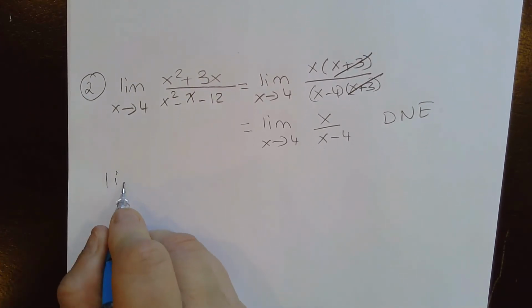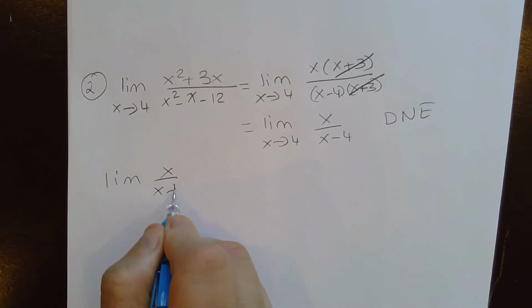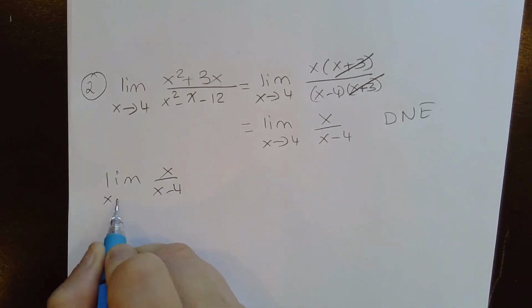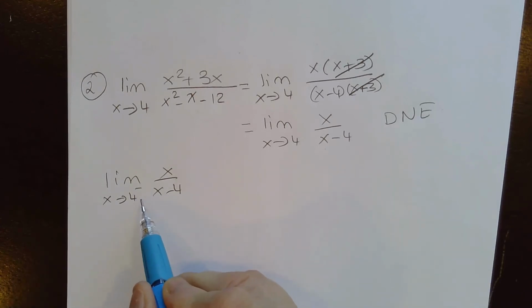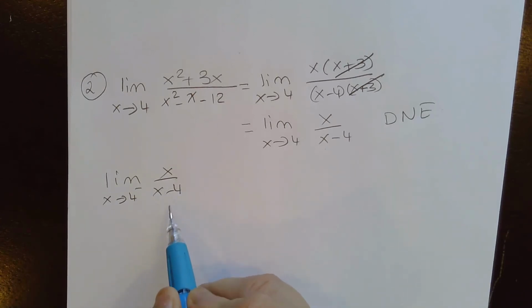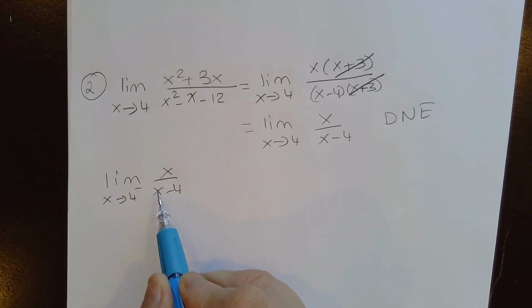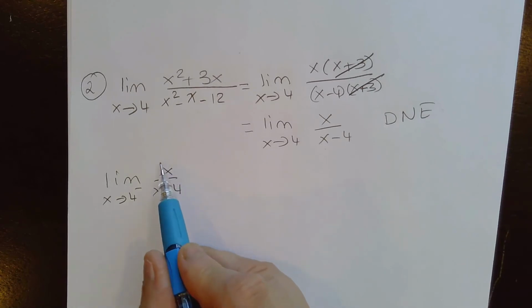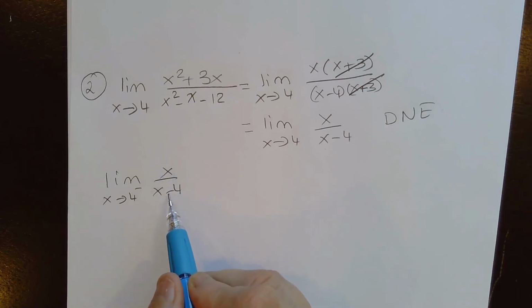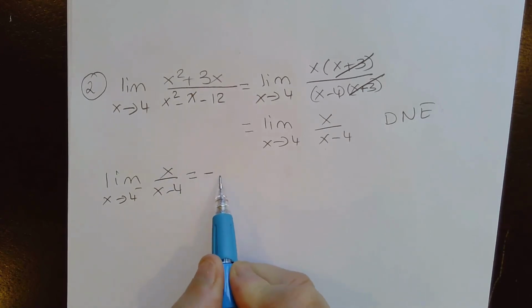The limit of x over x minus 4 as x approaches 4 from the left. So 4 from the left, remember, is going to be so close to 4, but it's less than 4. So it's like 3.999. The denominator would be negative, but the numerator would be positive. Positive divided by negative. This is going to be negative infinity here.